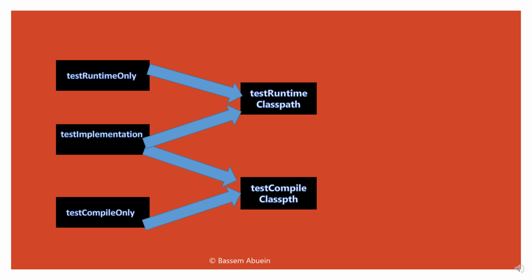For test dependencies, it's pretty much similar to what we have in the previous slides. The dependency configuration for the test starts with the word test. So we have three test configurations: test runtime only, test implementation, and test compile only. In the test runtime only, we set the dependency on the test runtime class path only. In the test implementation, we set the dependency on the test runtime and compile class paths. In the test compile only, we set the dependency on the test compile class path only.